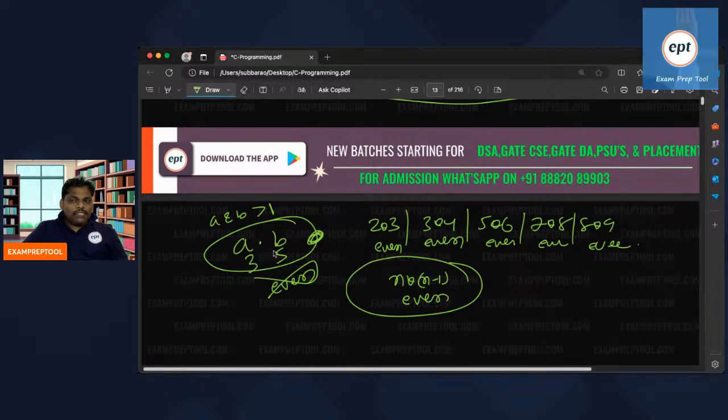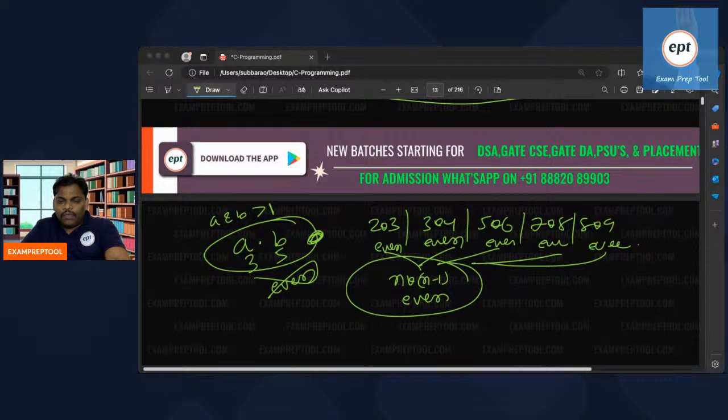See this one. Any two people multiplication is not even. Adjacent people multiplication is even. Will you agree? Check. If you okay, I can proceed further.